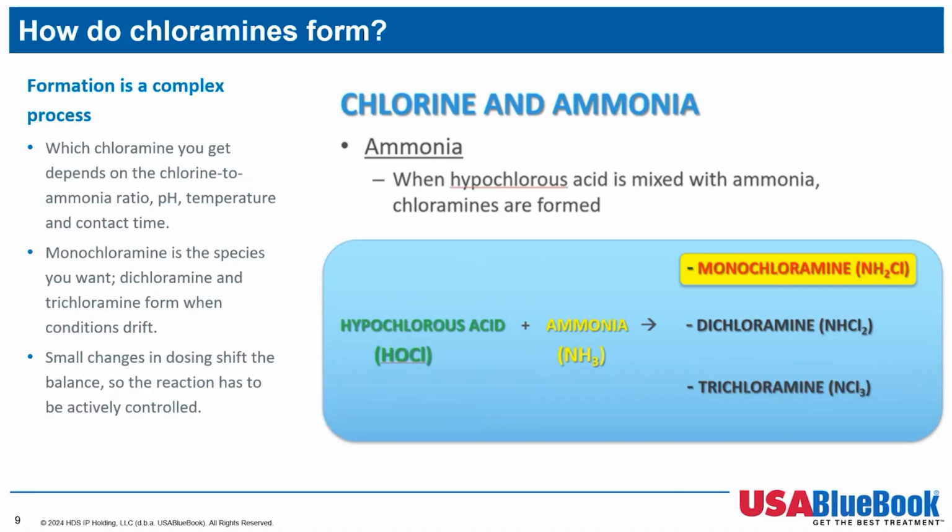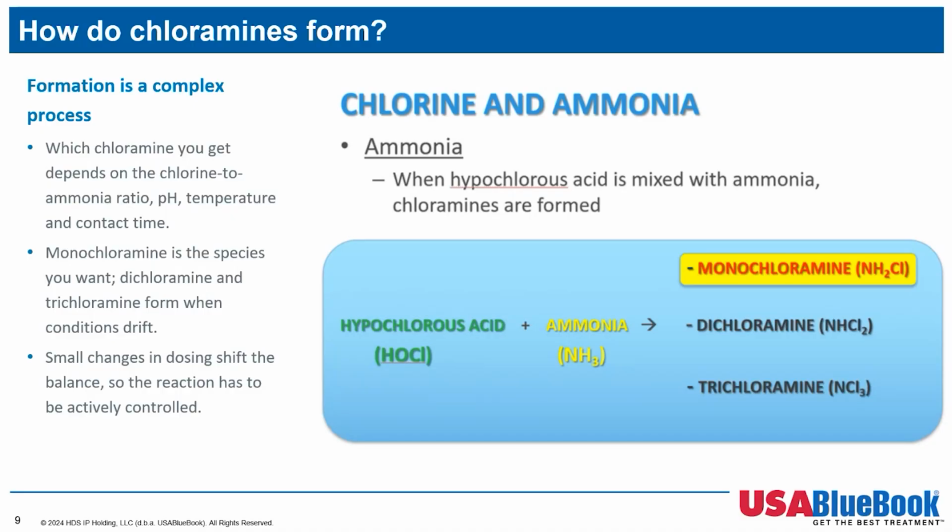When we talk disinfection, it involves chlorine almost all of the time, and may involve ammonia as well. Now, talking about the formation of chloramines, here's the part that surprises people. You don't add ammonia and simply get monochloramine. You add ammonia and get a mixture, and the ratio, pH, temperature, and contact time decide which one wins. Monochloramine is the one you want. Dichloramine and trichloramine are what you get when conditions drift, and they're the ones people can taste and smell.